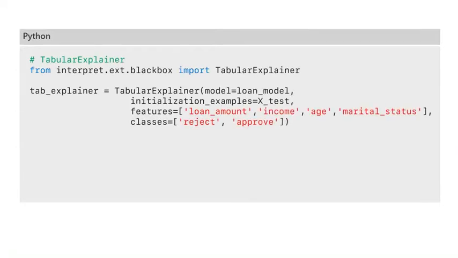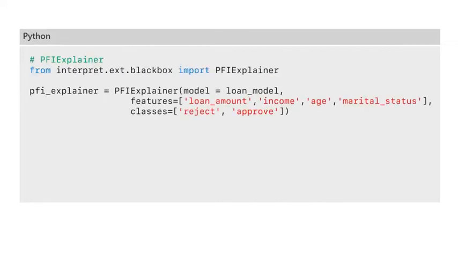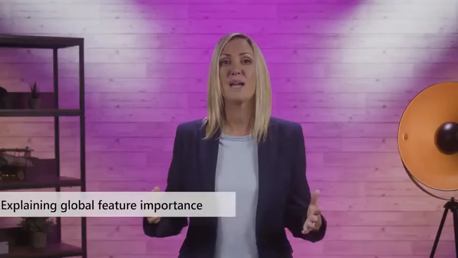Tabular explainer is an explainer that acts as a wrapper around various SHAP explainer algorithms, automatically choosing the one that is most appropriate for your model architecture. PFI explainer is a permutation feature importance explainer that analyzes feature importance by shuffling feature values and measuring the impact on prediction performance. Okay, let's switch to global feature importance now.